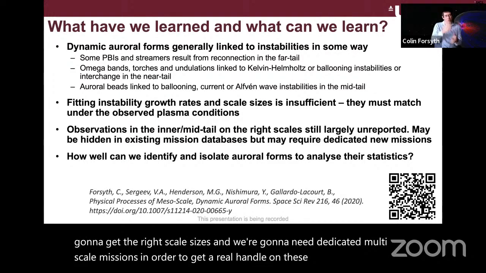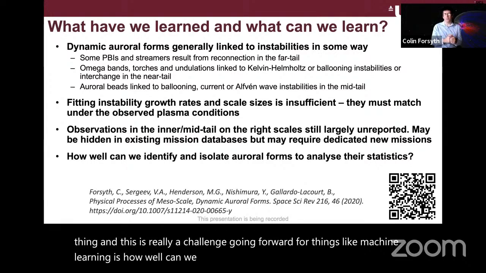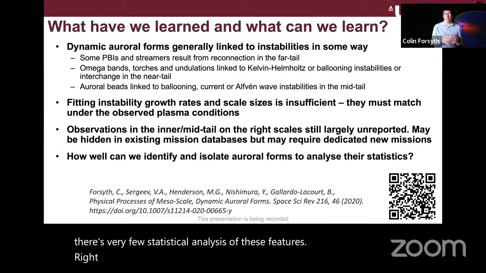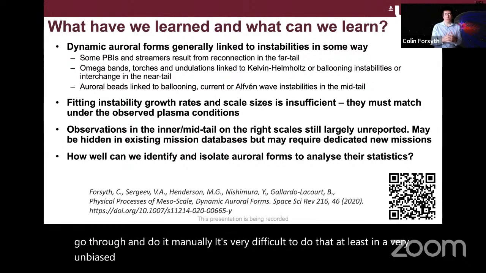And the last thing, and this is really a challenge going forward for things like machine learning, is how well can we identify and isolate these forms of the aurora in order to do statistical analysis. There are very few statistical analyses of these features out there because they're very hard to identify, and you almost have to go through and do it manually. It's very difficult to do that, at least in a very unbiased way, in order to provide enough statistics to look at.